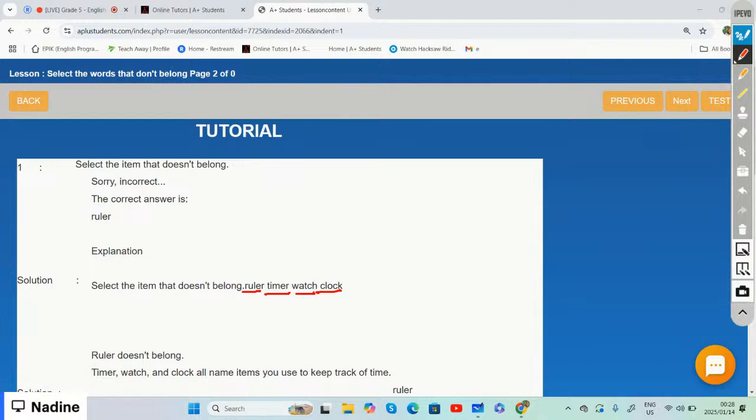And if we were to select the correct word, then yes, we will say ruler does not belong. Well done. We have words like your timer, your watch, your clock, your stopwatch, or something. Those are all things in which you can keep track of time. But ruler is not related to anything that is to do with keeping track of time. Yes, well done.